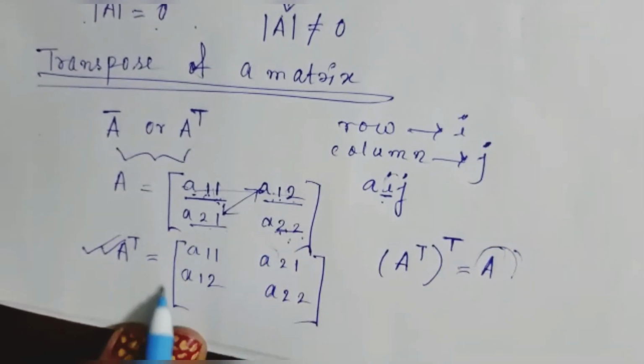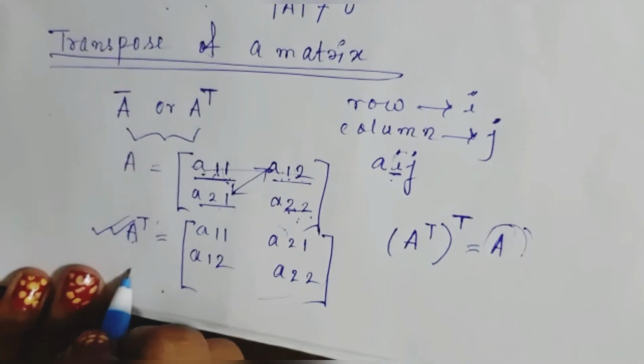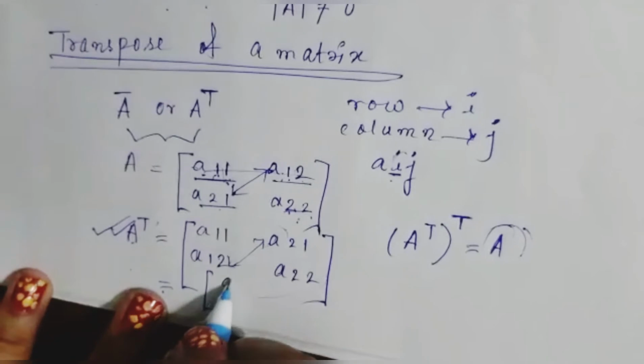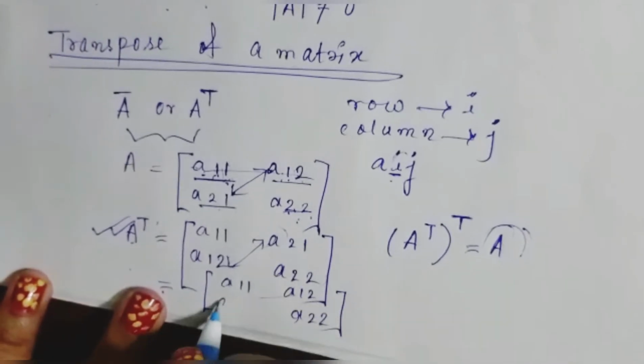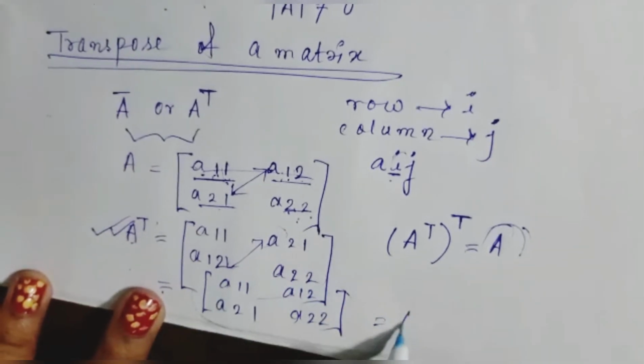Like this is your transpose, AT. Now when you further transpose this AT, you will again change this. So it will come like A11, A22, this will come A12 and this will come A21. So it is again going to come to your A. Okay.